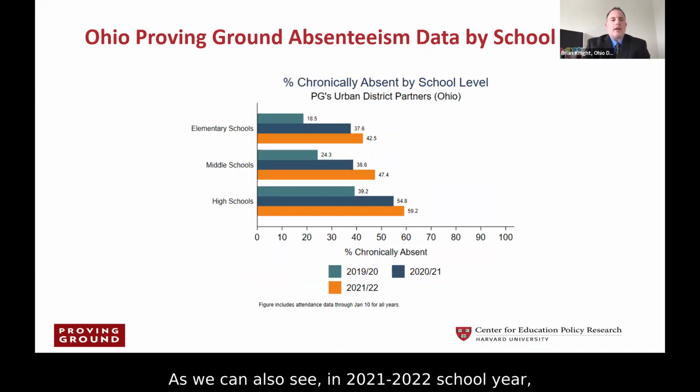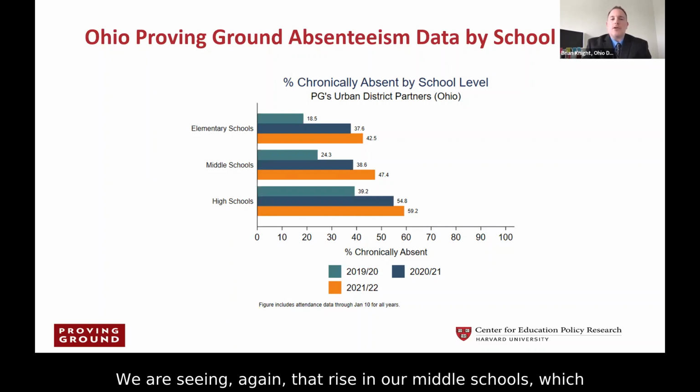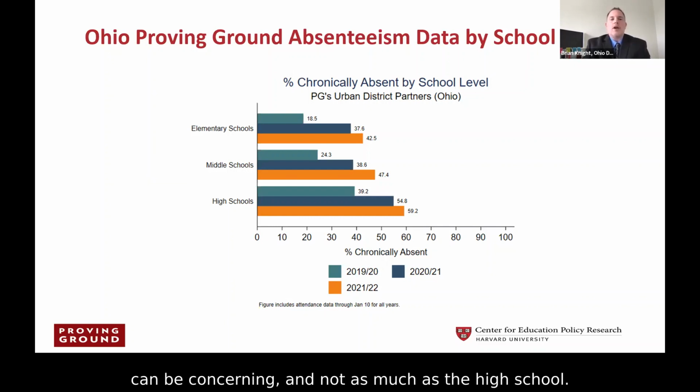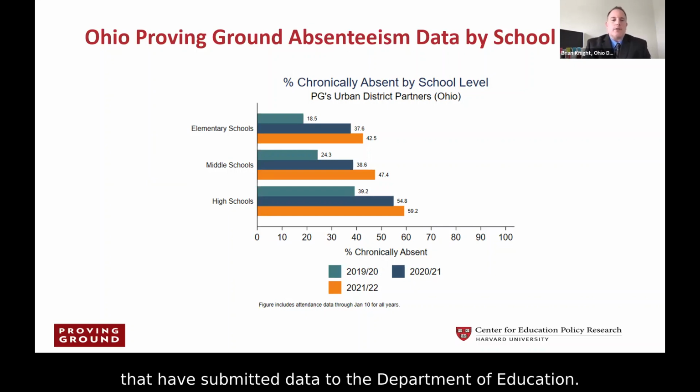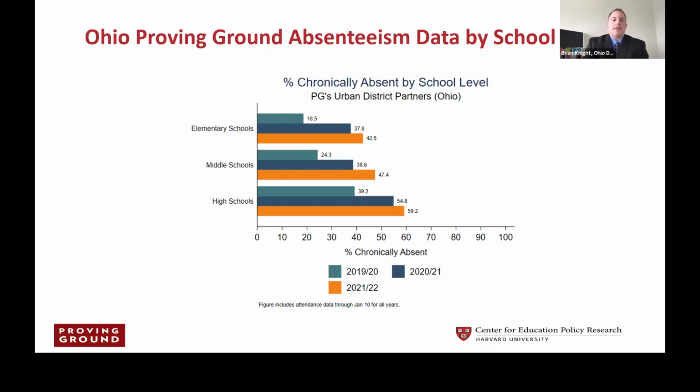As we can also see in 2021, 2022 school year, chronic absenteeism continues to rise. We are seeing, again, that rise in our middle schools, which can be concerning, and not as much as the high school. The high school maybe has plateaued a little bit. But a big concern for Ohio right now is our elementary schools, because what you see here is very similar to other districts that have submitted data to the Department of Education. We're seeing major increases in chronic absenteeism in our elementary schools. Next slide.